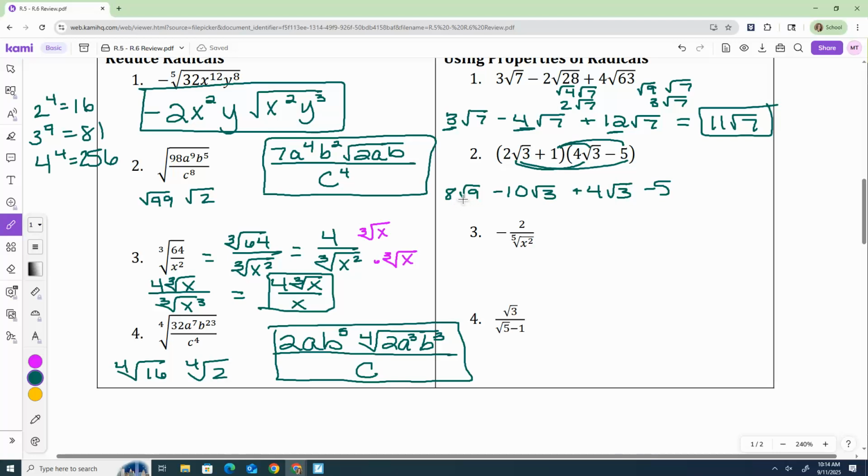Square root of 9 is 3, so this means 8 times 3, so 24. These are like terms, so 10 minus 4 is minus 6 radical 3 minus our 5. So 24 minus 5 gives us 19. Minus 6 radical 3.